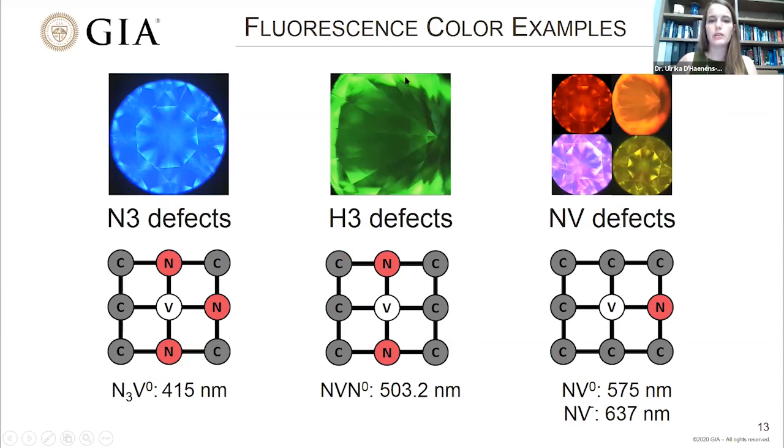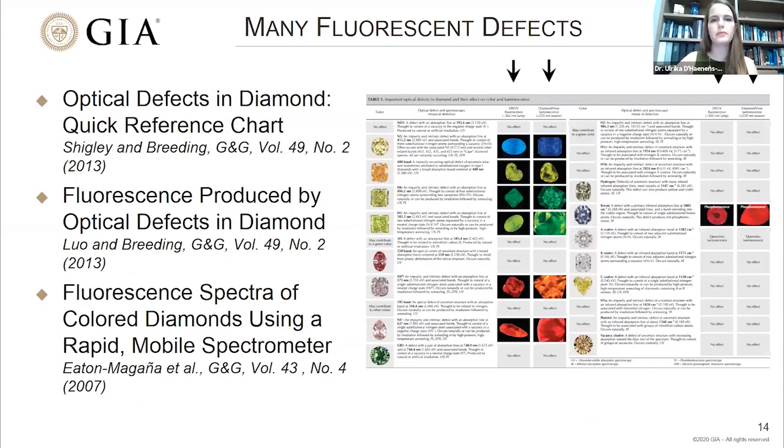Another color that you might observe would be green, which is usually associated with the presence of H3 defects. H3 defects have the atomic configuration of 2 nitrogen atoms surrounding the vacancy. And then you have the nitrogen vacancy defects that produce generally warm colors, oranges, reds, occasionally hot pink type colors. And that's again a nitrogen next to a vacancy. So as you can see, these are atomic defects in the lattice. And there are many more fluorescent defects.